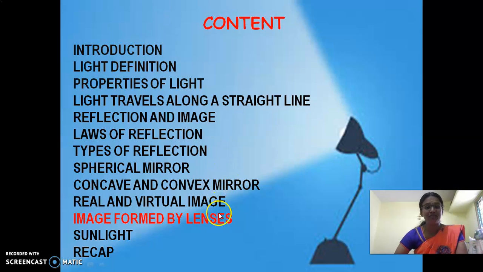Today we are going to see a new topic, that is image formed by lenses. What is it? Image formed by lenses. Everyone take your hints note. Keep it with you and note down the points which I am telling you, right?